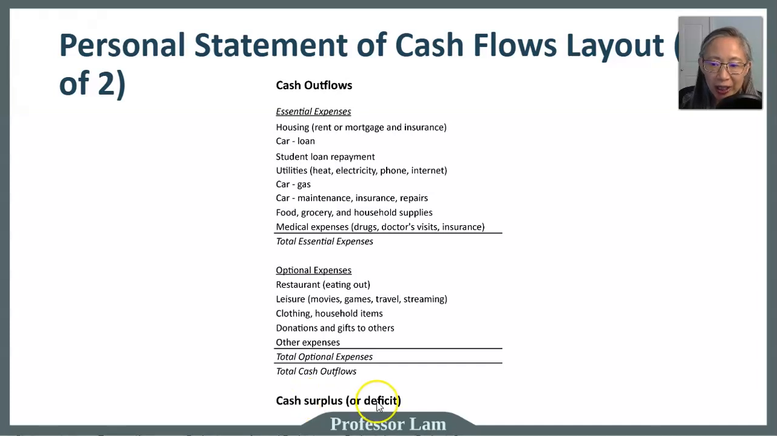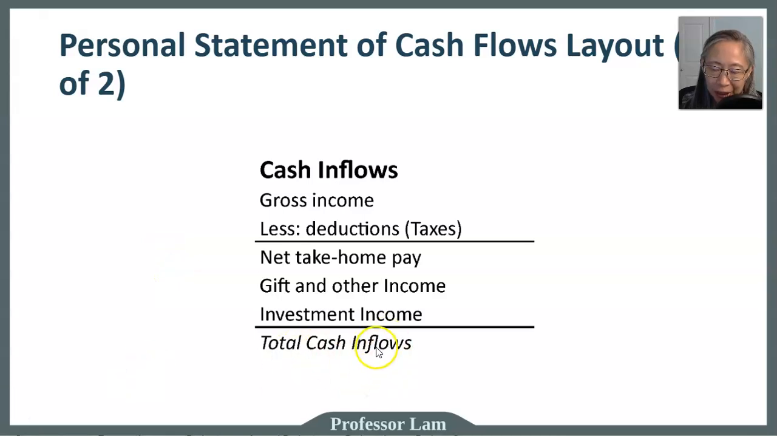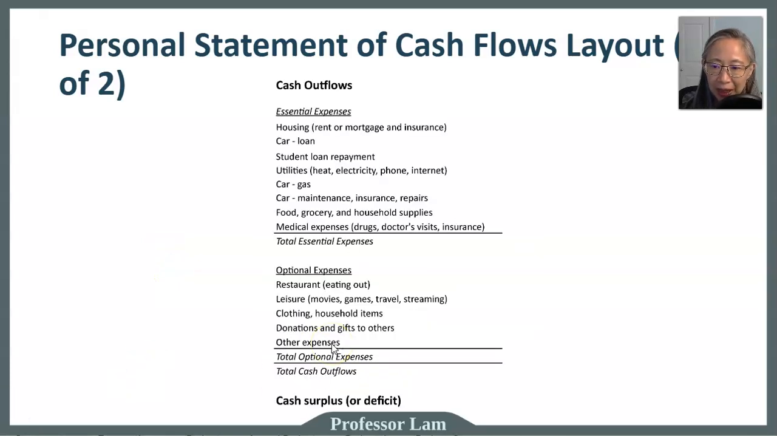Cash surplus or deficit is computed as cash inflow minus cash outflow. So we take our total cash inflow that you computed in the first group minus the total cash outflow you computed in the second group. If you get a positive number, meaning your inflow is greater than your outflow, you get a surplus. Otherwise, you have a deficit.